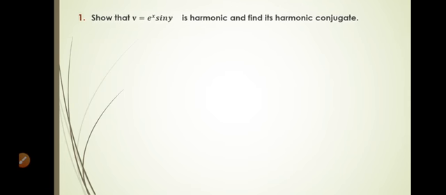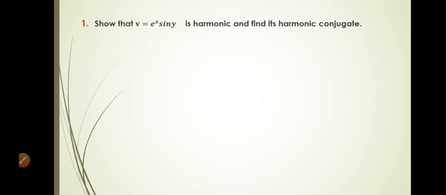Let us see one example to apply this procedure. Here you are given the function v as e raised to x into sin y. The first part is we have to show that this is a harmonic function, and then we have to find its harmonic conjugate. So let us start the solution.